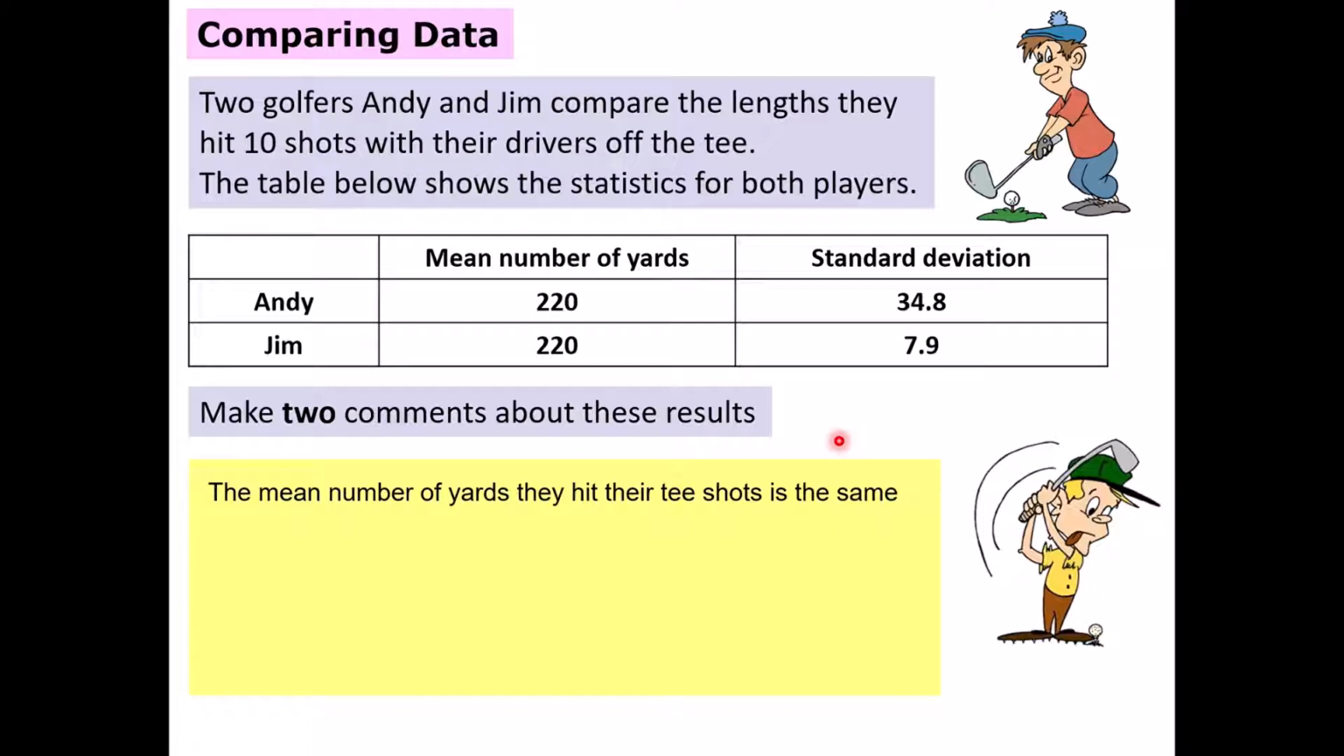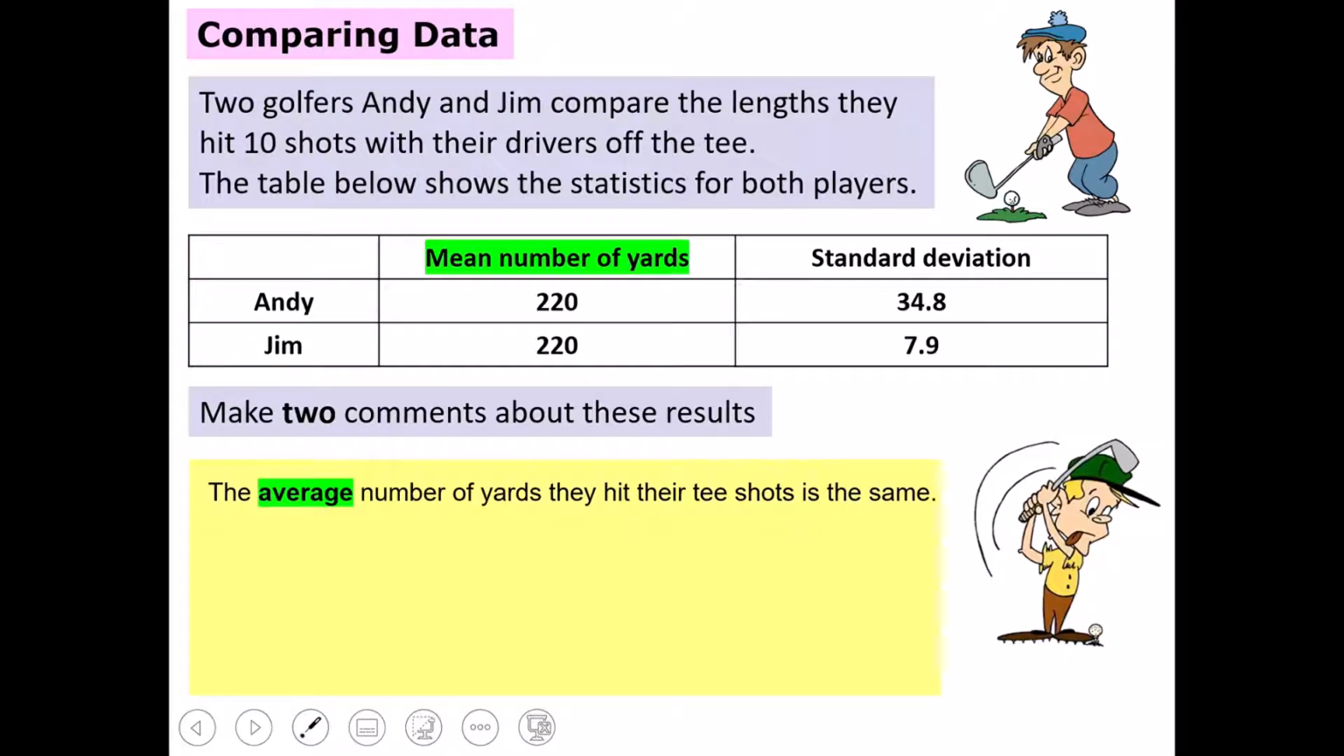However, when we are commenting on these, something that's really important is that you do not use the word mean. Okay, mean represents the average. So whenever you go to write mean in your comments, change it to average. So the average number of yards they hit their tee shots is the same. So that's our first comment.